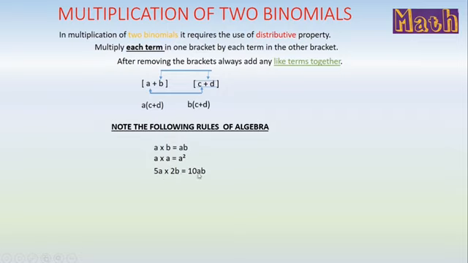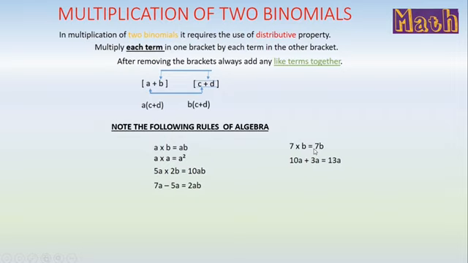Then a times b will give me ab. Followed by 7a minus 5a. The a and a make these two binomials have the same like terms, so I can subtract 7a and 5a. So 7a minus 5a will give me 2a. Then followed by 7 times b, I have 7b.